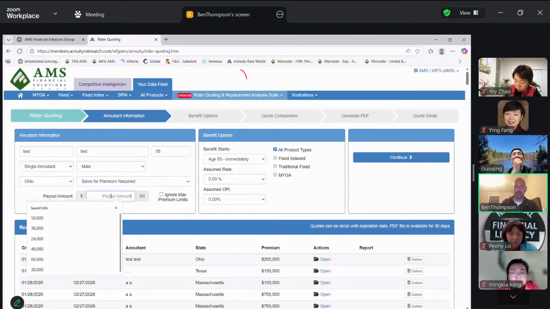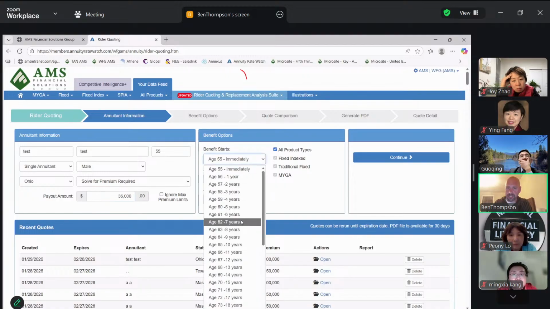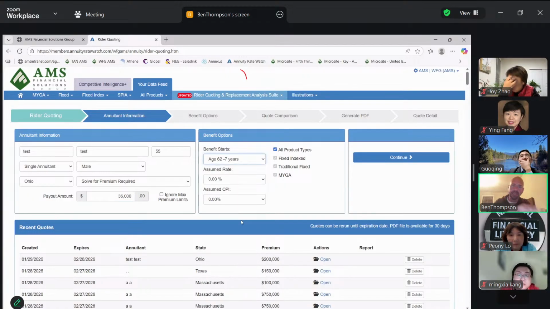And now what this is asking is, how much in income does this client need when they retire? And I'm just going to throw a number out there. Let's say it's 3,000 a month will help with their expenses. So that would be 36,000 a year. And then we're going to go back to the middle here under the benefit options, and we're going to change that back to that age 62. They want to guarantee that they've got 36,000 a year coming in income. They just want to know how much in premium they need to pay for that today. We're going to hit continue, and it's going to do the exact same thing.